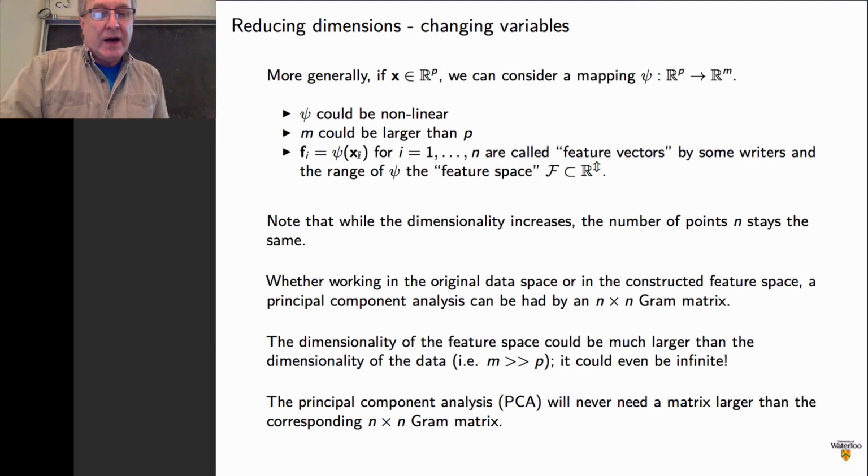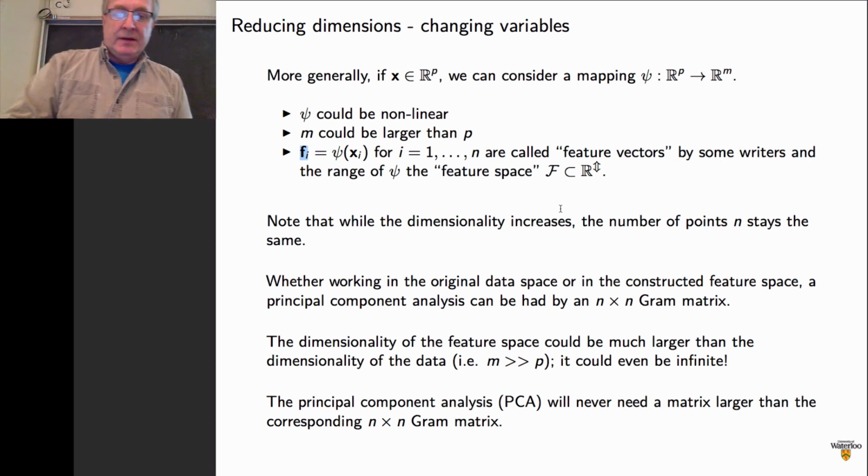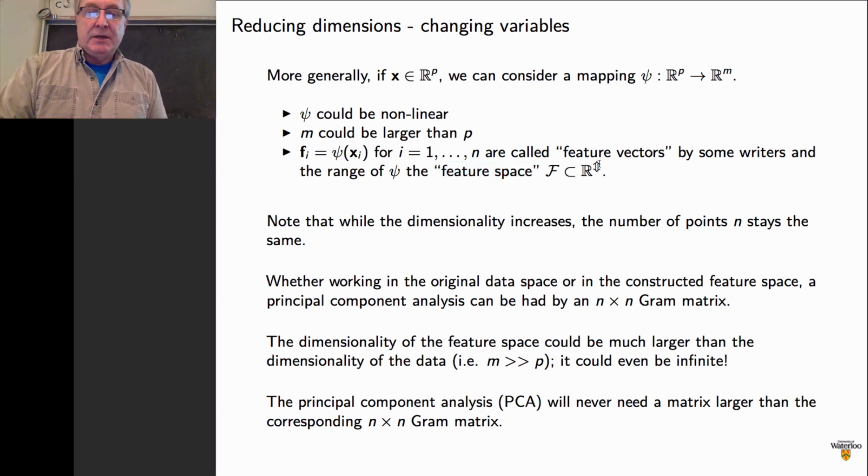So phi of x, applying psi to x_i, is going to give me a point in that higher dimensional space. And that's going to be the features in that higher dimensional space. And so you'll sometimes see writers saying, I want to talk about the feature vectors and the feature space, and that's supposed to be M. So that's R to the M. So the data lie in some feature space, maybe a lower dimensional manifold. That's a subspace of where you map this to.